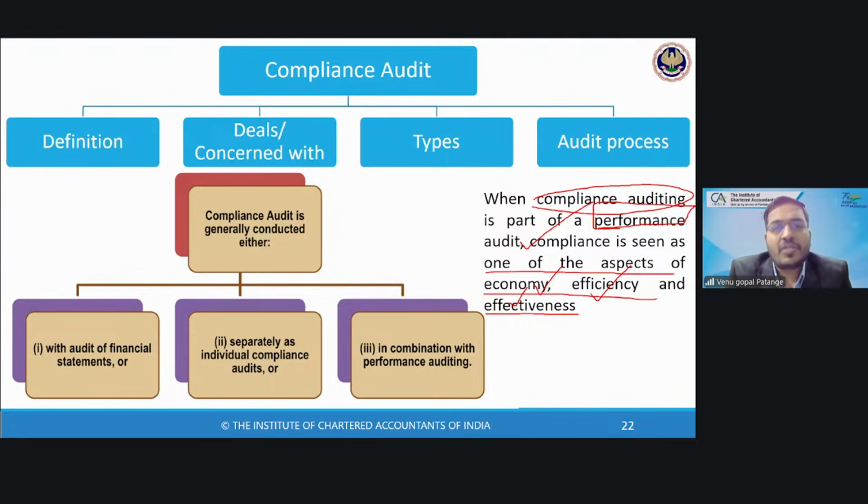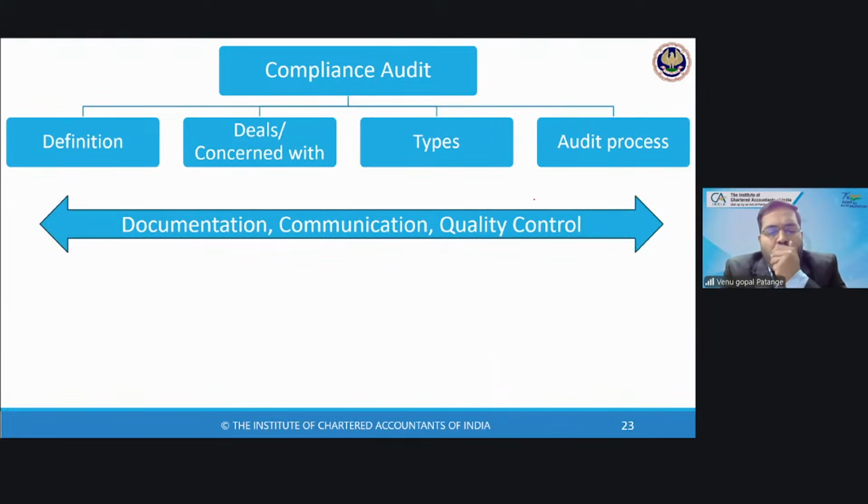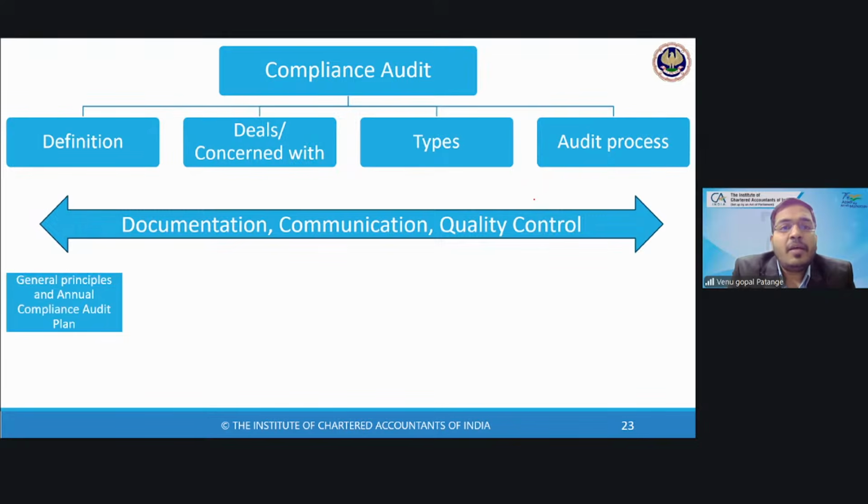Last is the audit process. If one has to do a compliance audit, what should they do? What are the stages? How many stages do we have? Again, nothing new; you can recall your audit process. It is pretty simple. It has 5 stages. The first stage is the ethical principles, whether the auditor is independent or not, and the principles you followed.